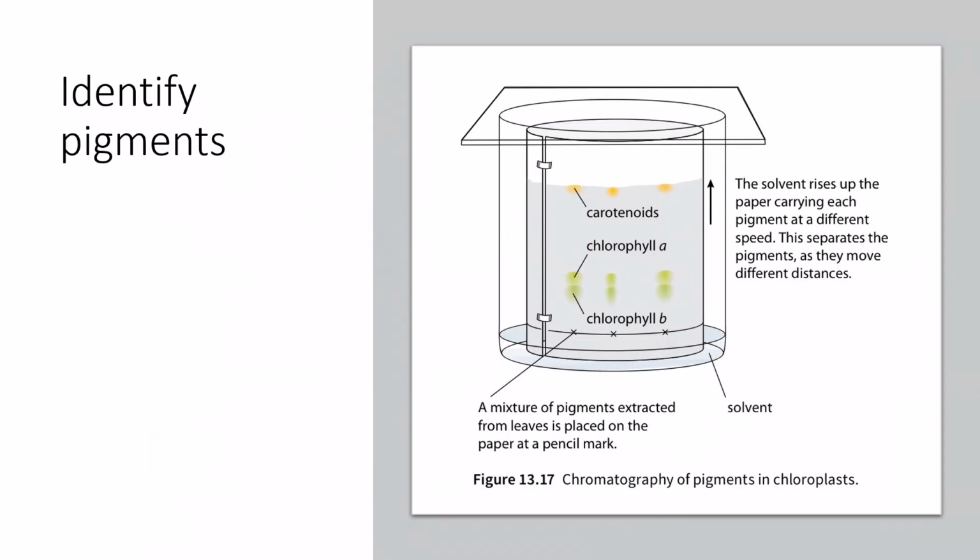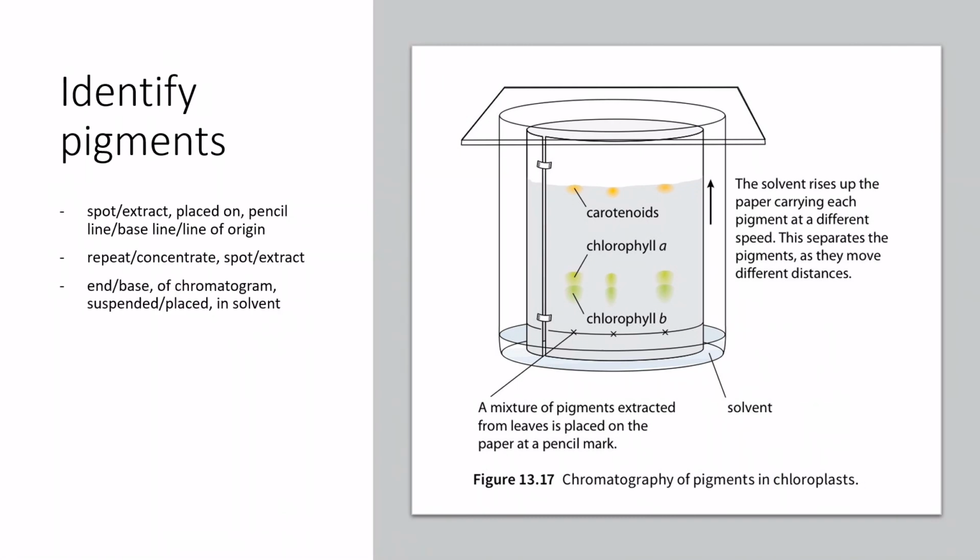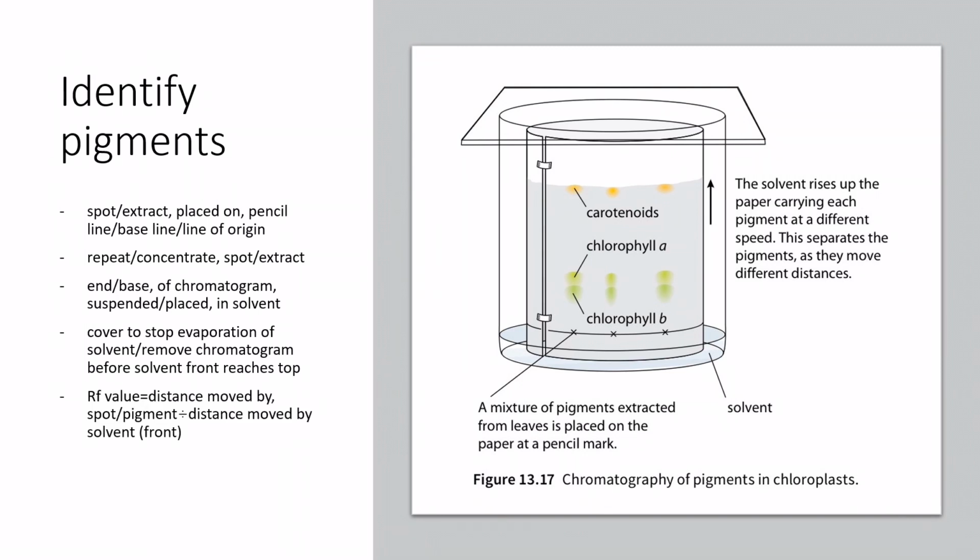To identify pigments, you should place a spot on the baseline and concentrate the spot. Place the base of the chromatogram in solvent and cover to stop the evaporation of solvent. Calculate the RF value by using the formula distance moved by spot divided by distance moved by solvent. To identify the pigment, compare the calculated RF value with the known RF value.